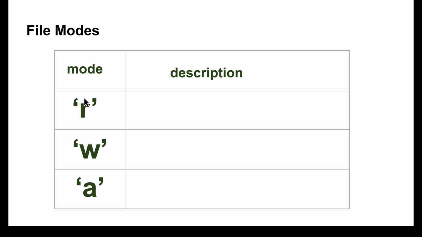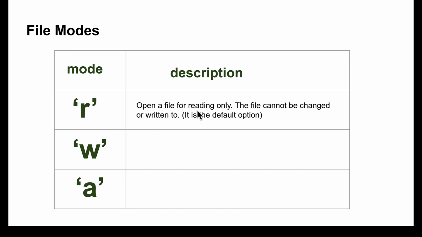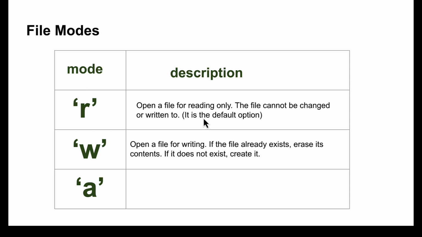So real quick again, the R is going to open up for read only. No changes can be made or written. That is also the default option, so technically we don't have to put the R there. Again, we have the W, which is going to open the file for writing. If the file already exists, it's going to erase the contents. If it doesn't exist, it will also create it.